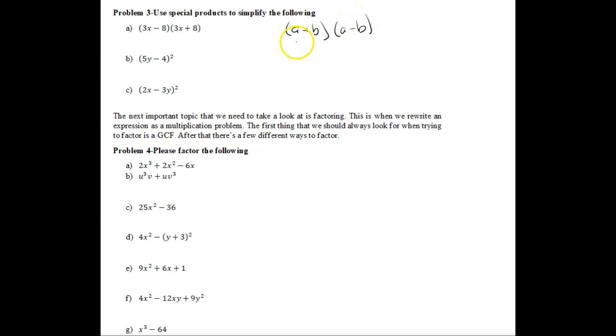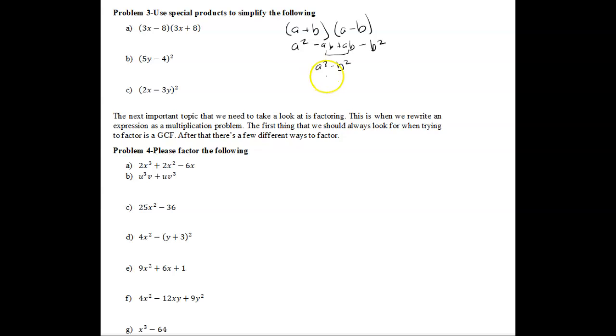You would just go ahead and distribute out, so you'd get a squared minus ab plus ab minus b squared. So then your like terms are going to cancel out in the middle, leaving you with just a squared minus b squared, otherwise known as a difference of squares. This pattern happens every single time, just refreshing for those of you who don't remember.